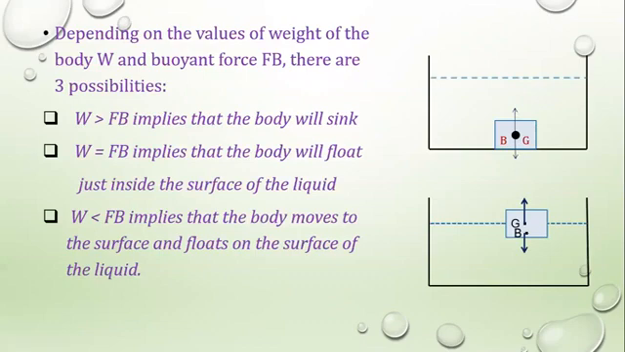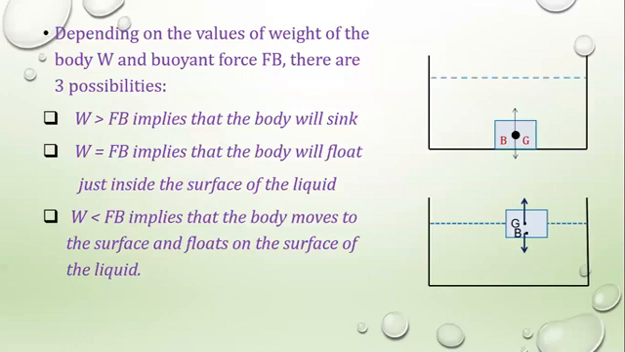Now, third case: if the weight of the body is less than the buoyant force, in that case we will see that some portion of the body gets submerged and some portion of the body is outside. Only that much portion of the body gets submerged by which the weight of the displaced liquid becomes equal to the weight of the body.